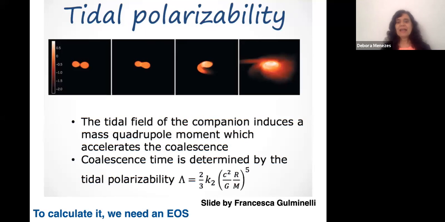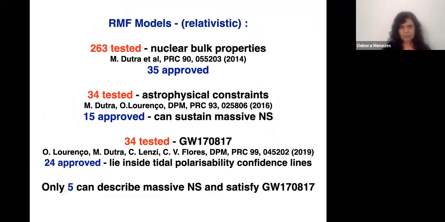Okay, thank you. And then what's the outcome of this story? It means that we need an equation of state. So we need good nuclear physics to try to describe these things. This is something, these first two things I've already told you.